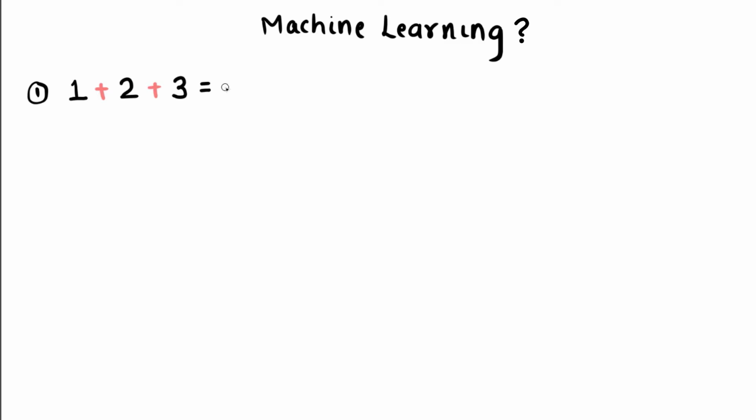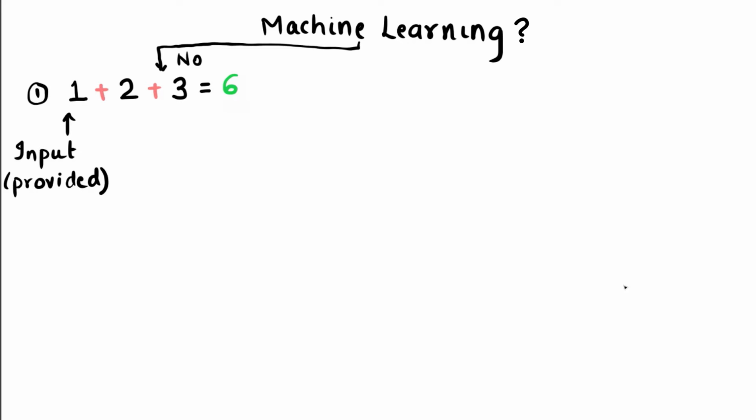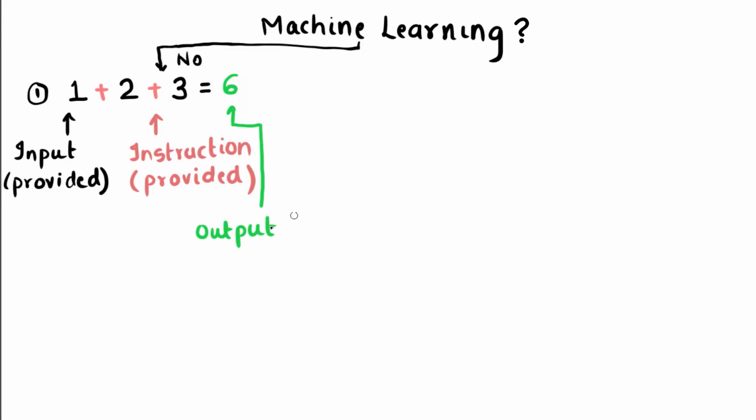Here's the first problem. I'll give you a couple of seconds. The answer is pretty obvious. It is 6. And this is a classical programming problem. The program gets inputs, which are the numbers 1, 2, and 3, and a set of instructions on what to do with those inputs, which in this case is to add them together. And using the inputs and the instructions, the program figures out the answer, which is also called an output. And this is also how calculators work.